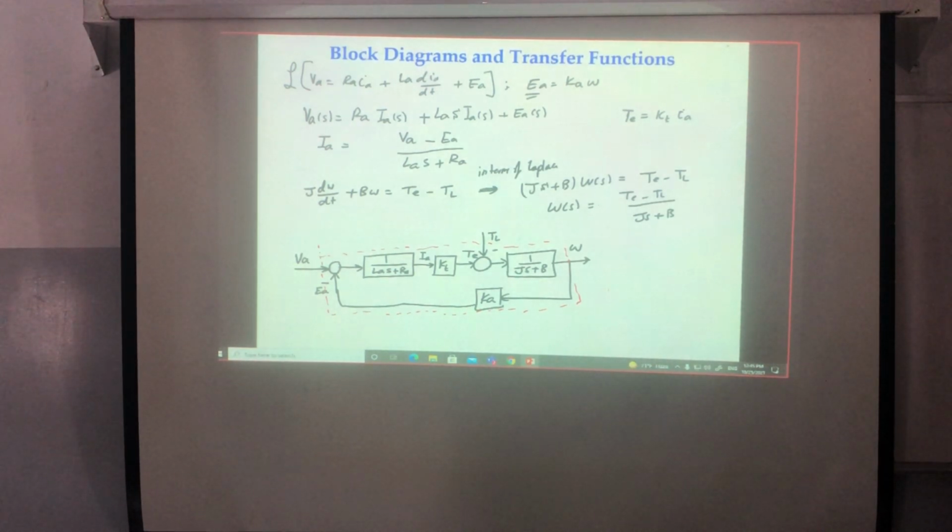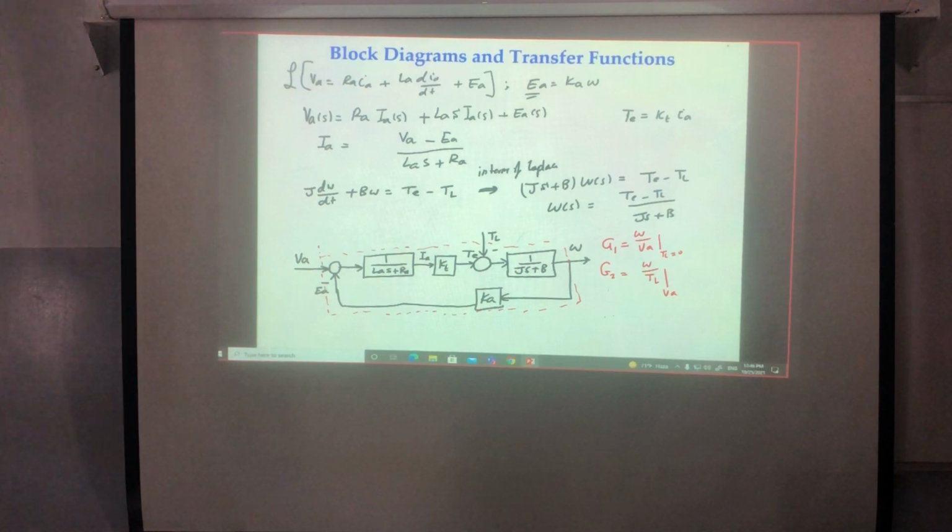For that, we need to find two transfer functions: G1, the first one, where the output is omega and the input is VA, and the second transfer function, G2, which is omega with respect to TL. Of course, I need to do the superposition, which means that here I will kill TL, and here I will kill VA. Then omega of S will equal G1 multiplied by VA plus G2 multiplied by TL. And omega of t will be nothing more than the Laplace inverse of omega of S.